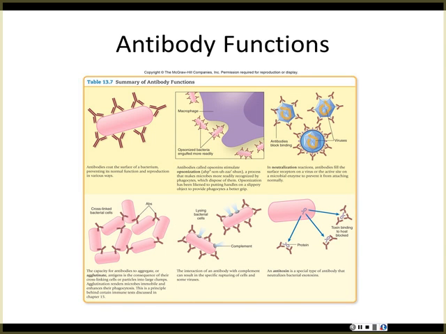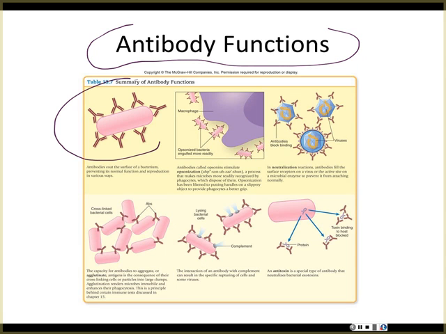All right, so how do these antibodies help us? How do they help us clear things that are foreign to the body out of the body? There are several different ways they can do so. They're summarized in this table 13.7 in your textbook.